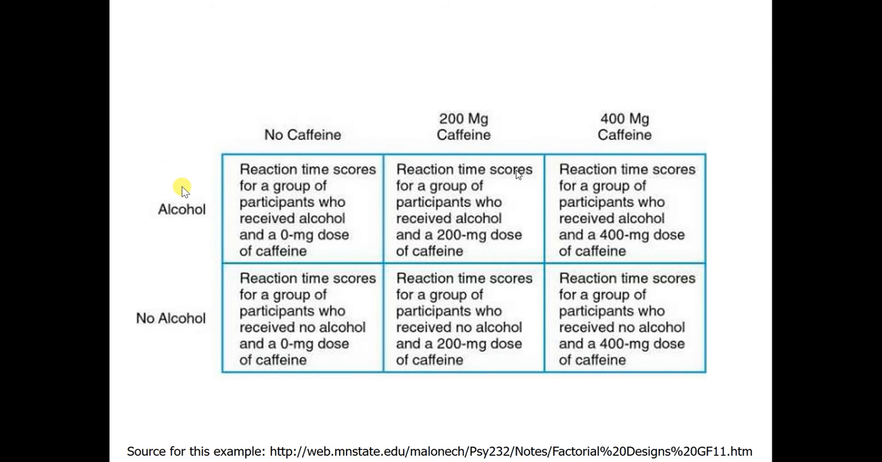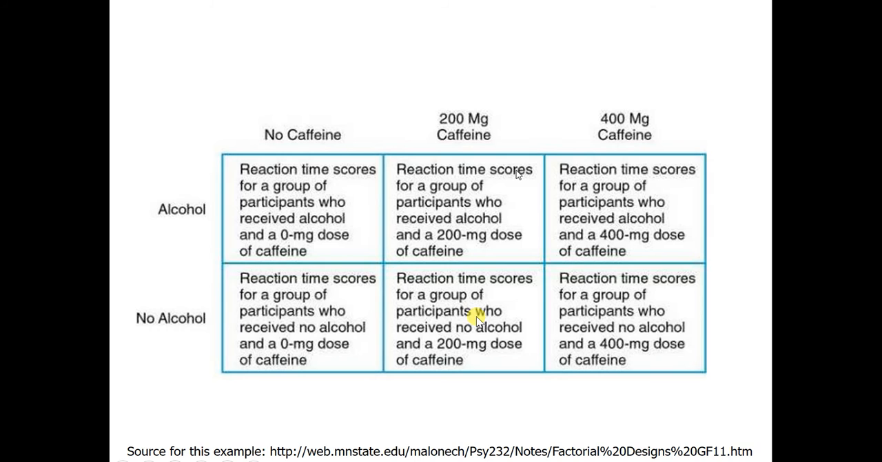Now for alcohol, that's our second independent variable, so we can put it on the other axis of the grid. And for alcohol, in this example, we only have 2 levels, alcohol or no alcohol. So that means we have 6 different conditions altogether. We have 3 levels of one independent variable times 2 levels of the other independent variable, and that gives us 6 conditions. One condition where they get alcohol but no caffeine. A baseline condition where they're getting no alcohol and no caffeine whatsoever.